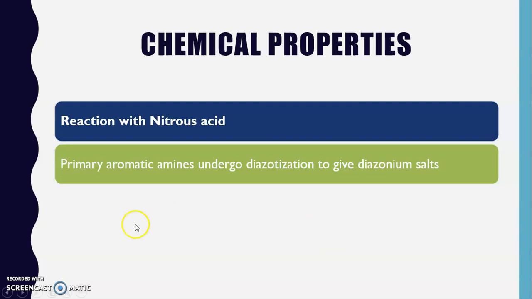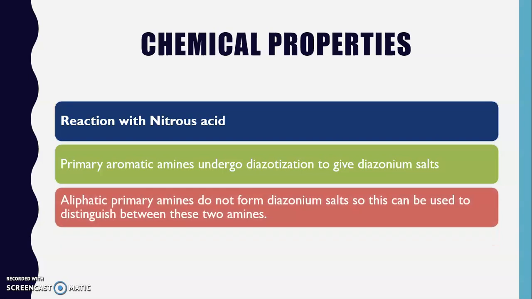Now how? Because when primary aromatic amines are reacted with nitrous acid, they undergo diazotization and they give the diazonium salts. Means these three compounds, that is the primary, secondary, tertiary aromatic amines, give different products on reaction with nitrous acid. Now we know that nitrous acid is prepared by reaction of HNO3 with sodium nitrite, which leads to the formation of HNO2, which is known as nitrous acid.